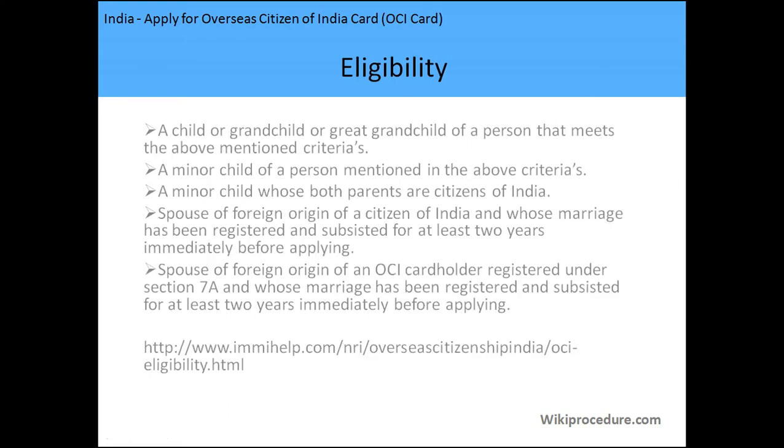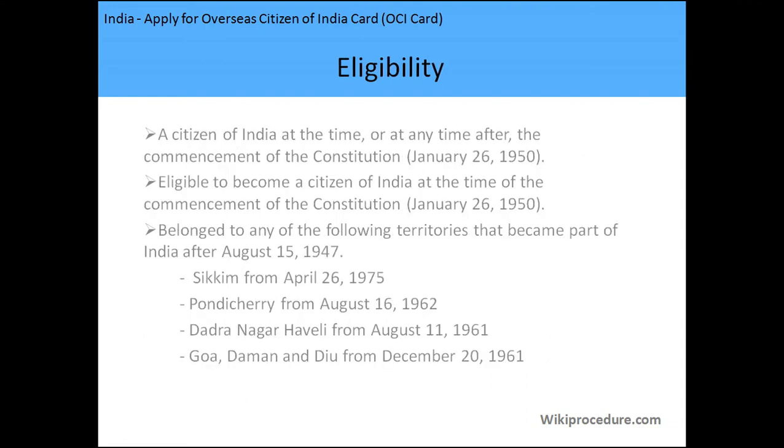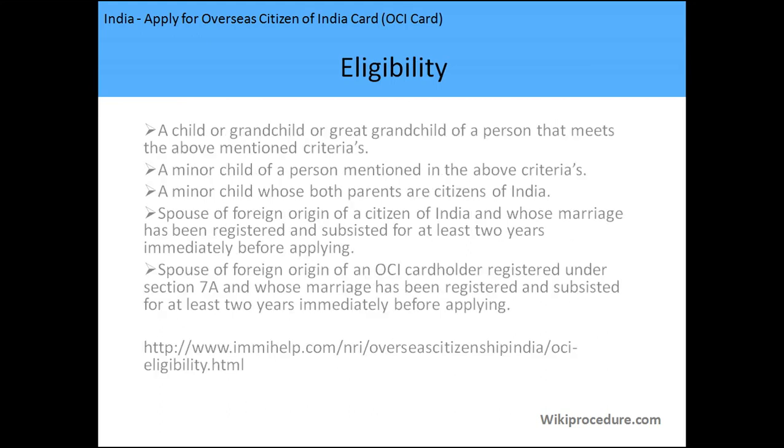The other eligibility criteria are a child or a grandchild or great grandchild of a person that meets the above mentioned criteria. So if you're a child or a grandchild or a great grandchild of a person who meets the criteria listed in the first slide of the eligibility, you should still be able to apply for an OCI card. A minor child of a person mentioned in the above criteria, so even if you're a minor child, you should be able to apply. And a minor child of both parents who are citizens of India, that's straightforward.